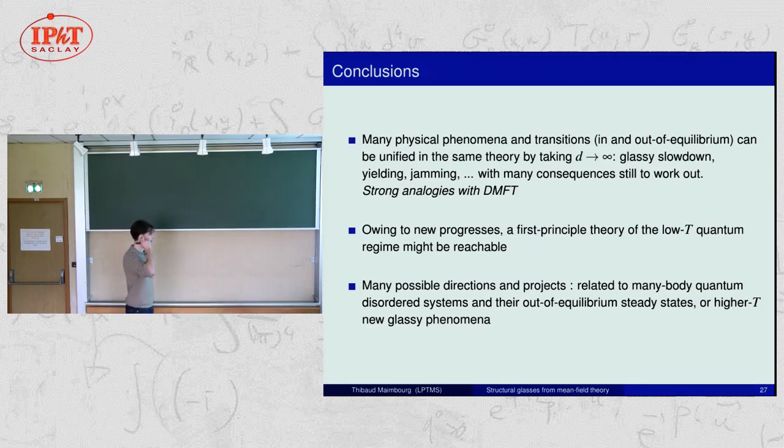About possible directions and projects, they are either related to out of equilibrium many body quantum disordered systems, their stationary states, or higher temperature new glassy phenomena. Also, there are special types of glass-glass transition that I would like to address, but let's stop here now.